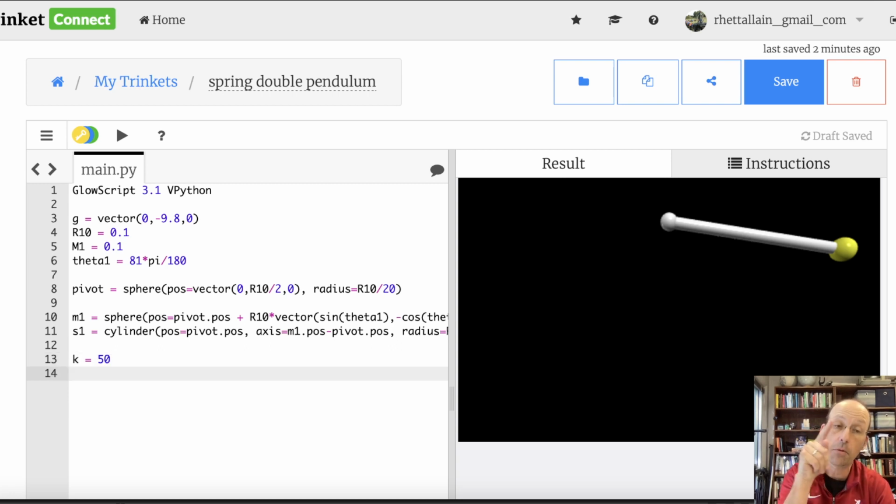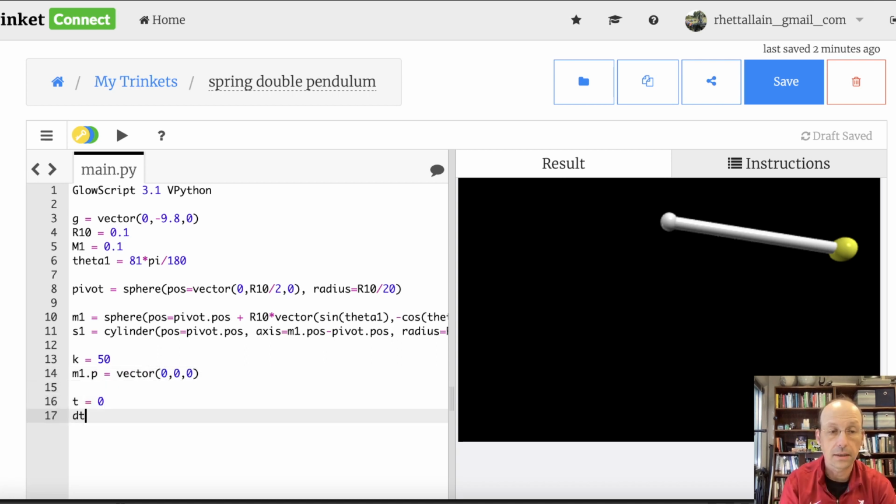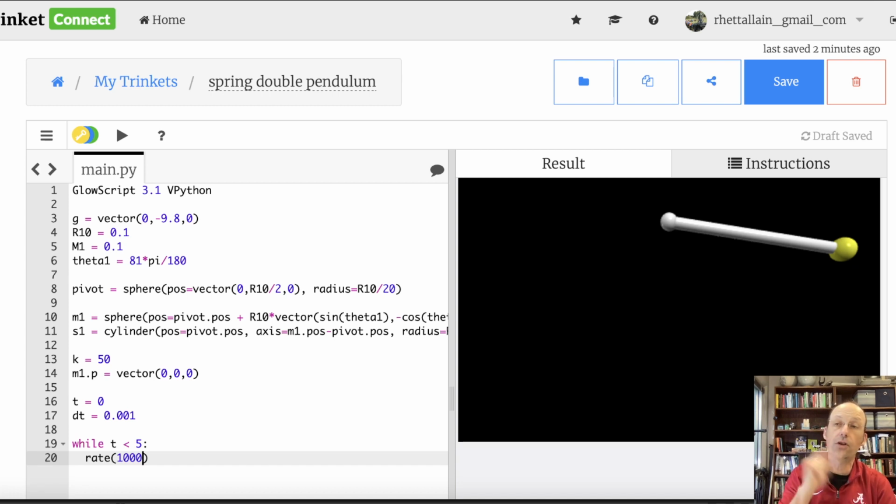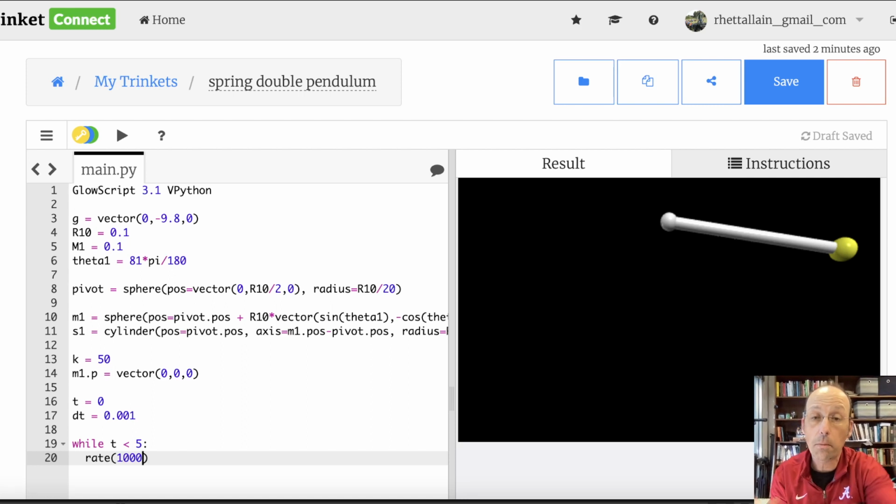I need the initial momentum for mass 1. So M1.P is vector 0, 0, 0. Okay. I need T equals 0, dt equals 0.001. And I think that's good. While t is less than 5, rate 1,000. So rate 1,000 says don't do more than 1,000 calculations per second. And that will make this run in real time, since I have a time step of 1/1000th of a second.